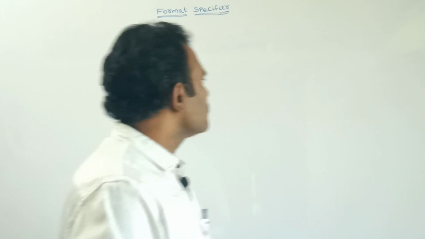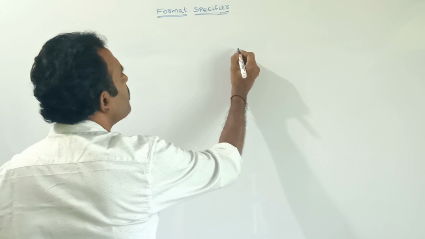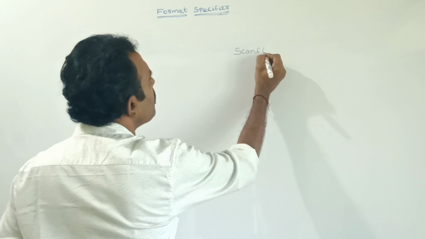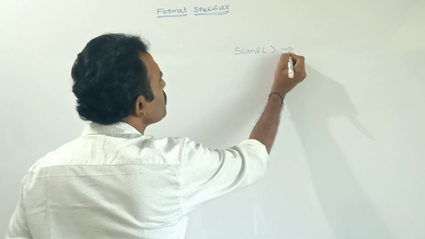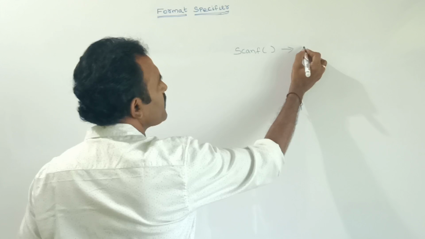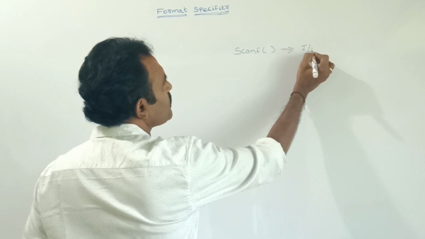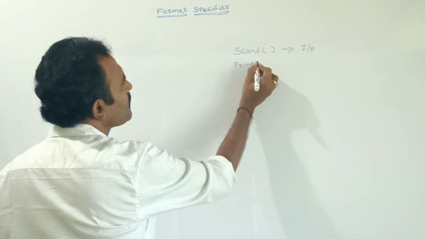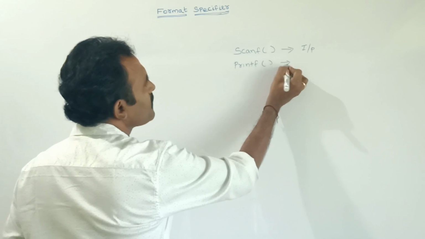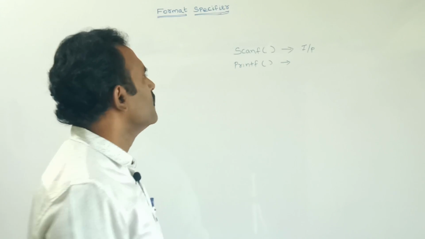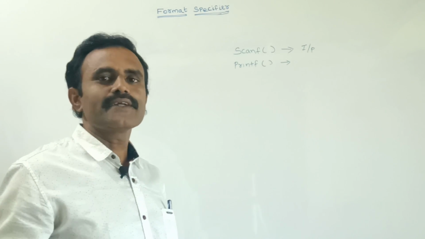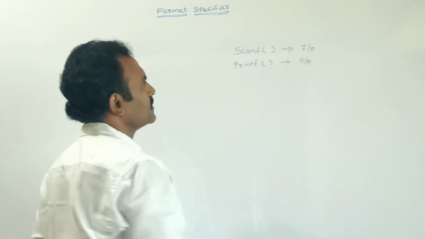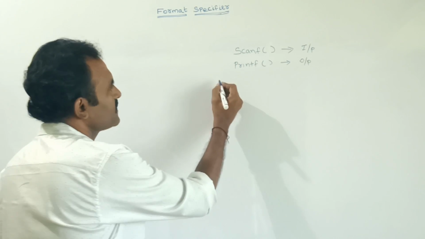See, scanf function is used to give the input to a variable. It is used for input purpose. And printf function is used to display the data in a variable. It is used for output purpose. See the syntax of scanf function.